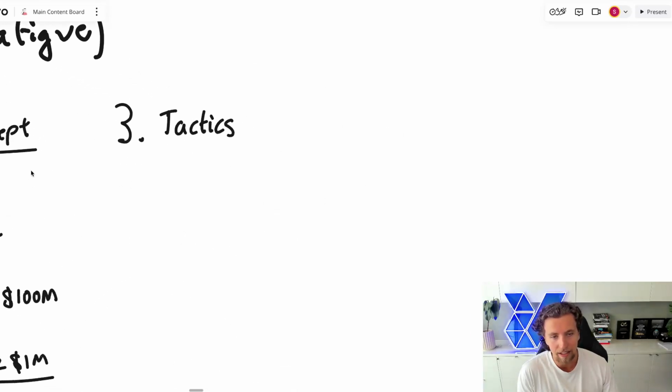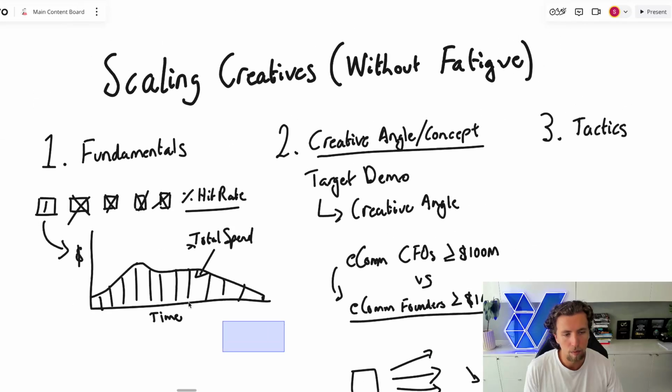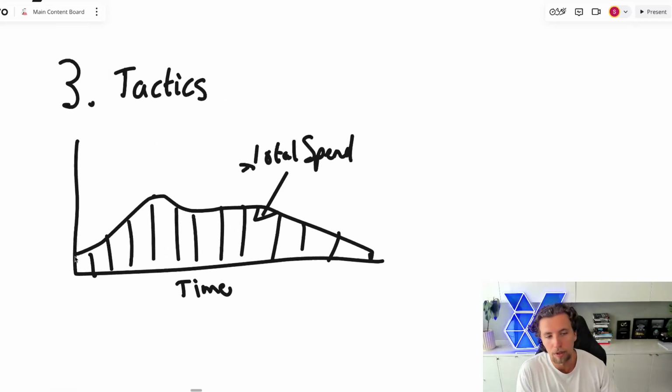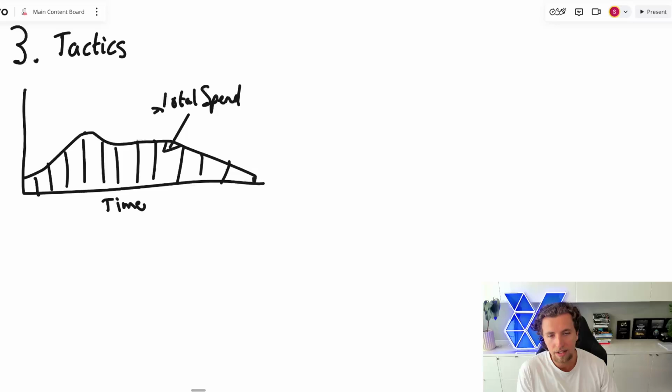Now, when it comes to tactics, there's a lot of different tactics that you can use to get more spend through an ad. And so as we saw earlier, and let's copy and paste this over, when you launch an ad, you end up having this ramp up period where you start putting more and more spend through it, you're increasing budgets, and then at a certain point you see diminishing returns, so you pull that back, and then you end up maintaining at that spend level until the ad fatigues.